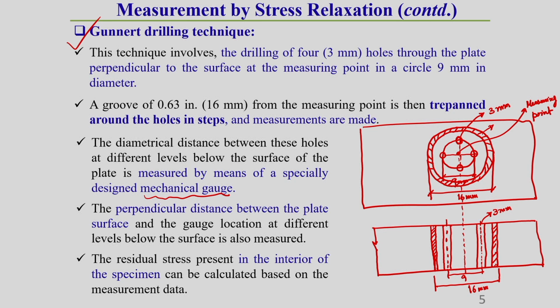This distance we have to measure during step cutting by using the trepanning operation. So, for the first step, let us say we cut 2 millimeter depth. After that, at 2 millimeter depth we have to measure the perpendicular distance between this hole to hole. Side by side we have to also measure the perpendicular distance between the surface to the depth at which we are measuring the diametral distance between one hole to another hole.